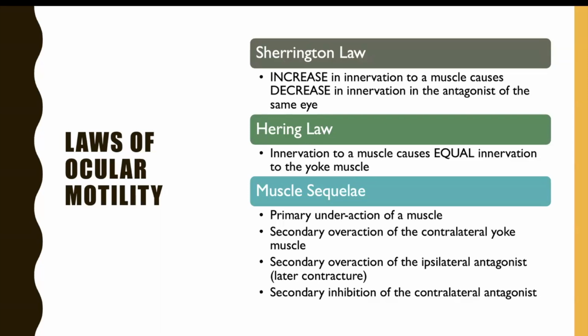So for example, if you wanted to look at a left superior oblique palsy, your primary underaction would be the left superior oblique. You're then going to get overaction of the contralateral synergist, so that would be the right inferior rectus. So that is essentially what your Hering's law would do. And then you'll get overaction of the ipsilateral antagonist. So that would be your left inferior oblique. And that would be Sherrington's law. And then you'll have the secondary inhibition of the contralateral antagonist. And that would be both Hering's and Sherrington's law together.